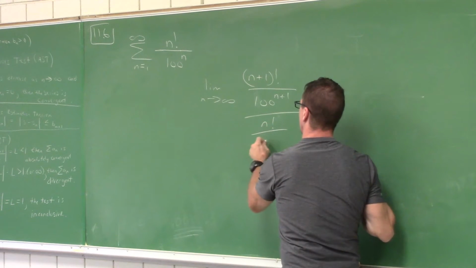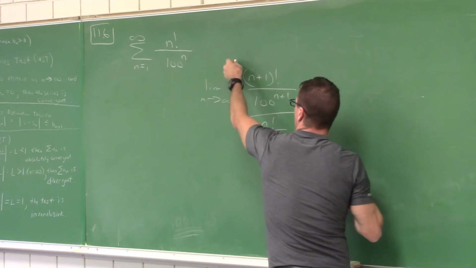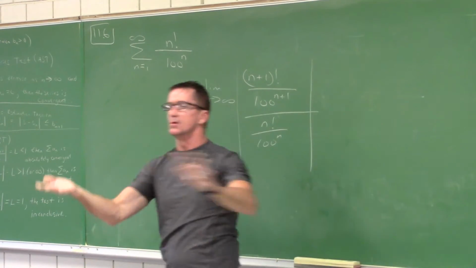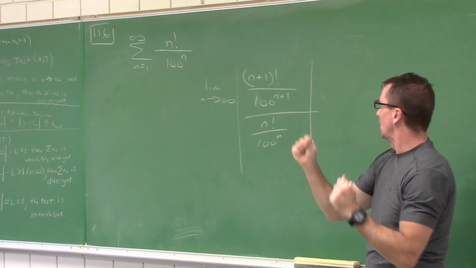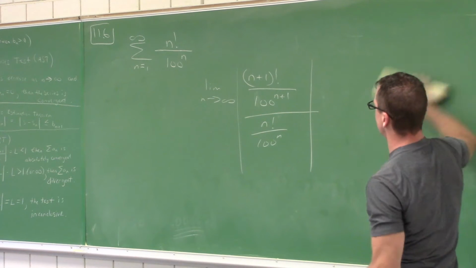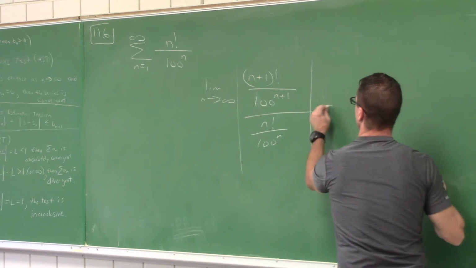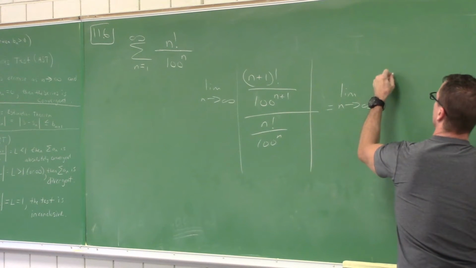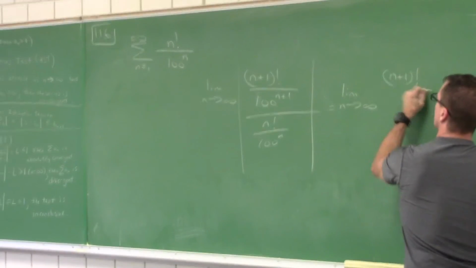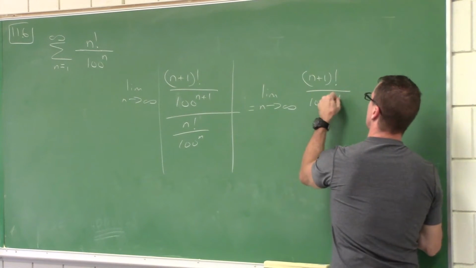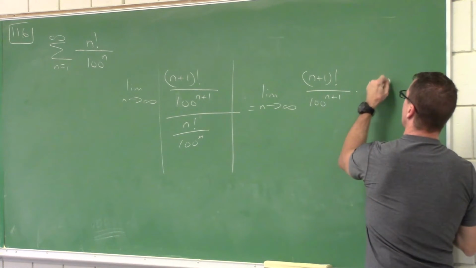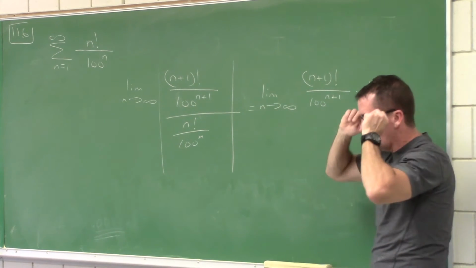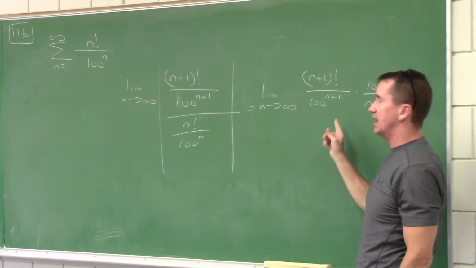So it looks all scary right now, but we're going to clean this up. I've got bars here, but do you recognize everything's already positive? So you can remove those bars right now because everything's already positive. Let's do the flip. n plus 1 factorial over 100 to the n plus 1, times, flip that over, 100 to the n over n factorial. I was going to wait till everyone gets this written down. You're going to help me rewrite all this.